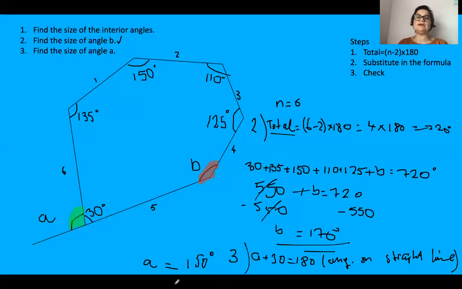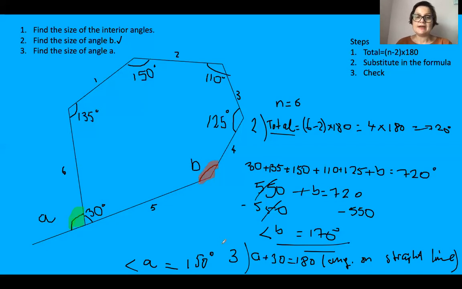This is how we calculate the exterior angle if we know the interior angle that is part of the straight line. So angle A is 150 degrees. Yeah, we mustn't forget to write down the units of the angle. And angle B equals 170 degrees.